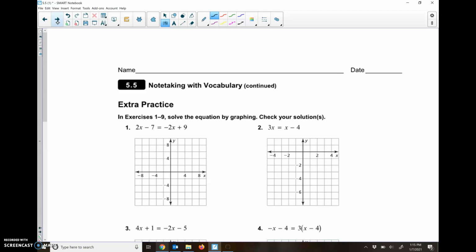If we look at example 1 here, this is one example about why I wouldn't want to graph it. I have 2x minus 7, and we can see there's no 7 on this scale. Each thing goes by 2s. So I'm not going to graph number 1 here. I'll solve this one algebraically.